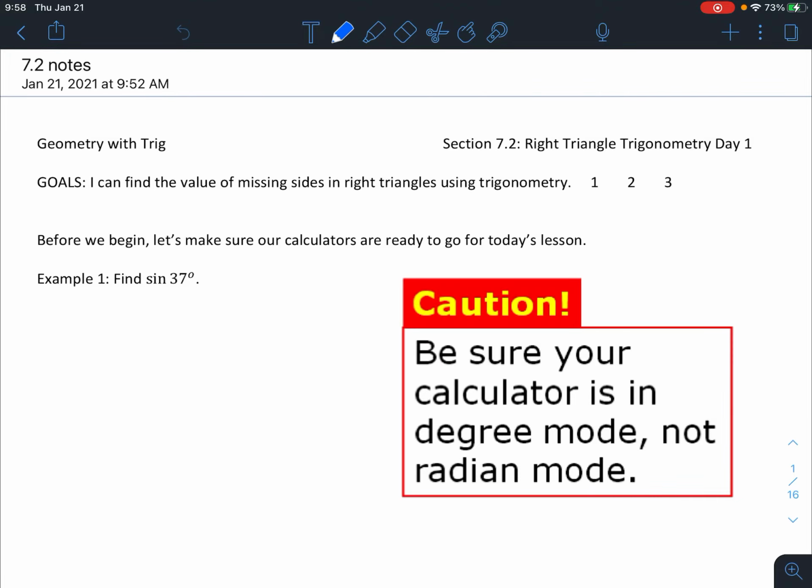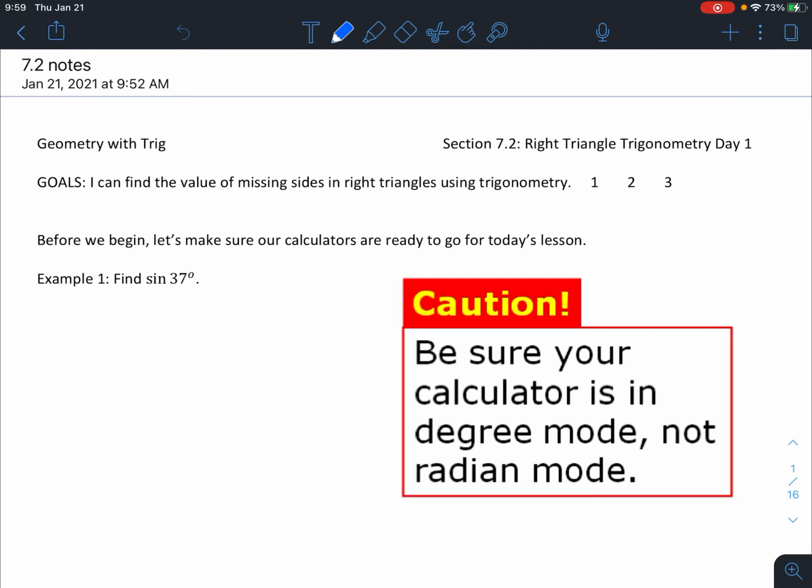Okay, section 7.2, which is called right triangle trigonometry. I always like to refer to this as probably the single most important section of the geometry curriculum. It's something that you will use in every math class moving forward and in a lot of professions as well.